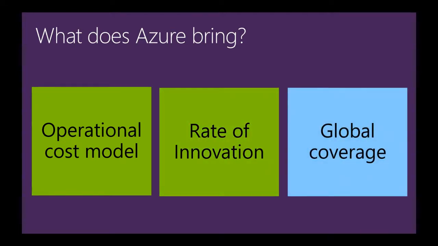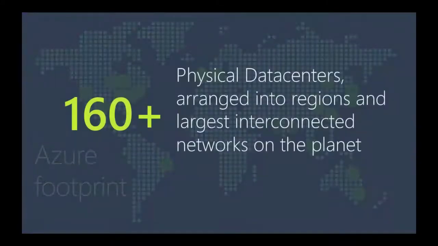And also the global coverage. When it comes to global coverage, Azure has wide region availability, where you can deploy your application wherever your business runs. That I will show you in the upcoming slides. So this is what Azure currently gives, almost 160 physical data centers which are available today. Those are arranged into regions. If you take the West Europe region, we have 3 zones in that. And all these regions are interconnected. You get the largest network available on the planet as of today.